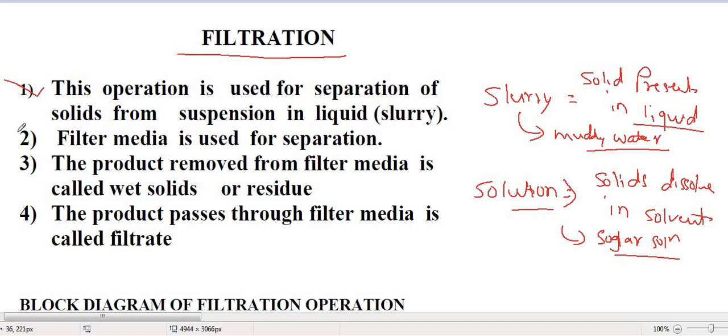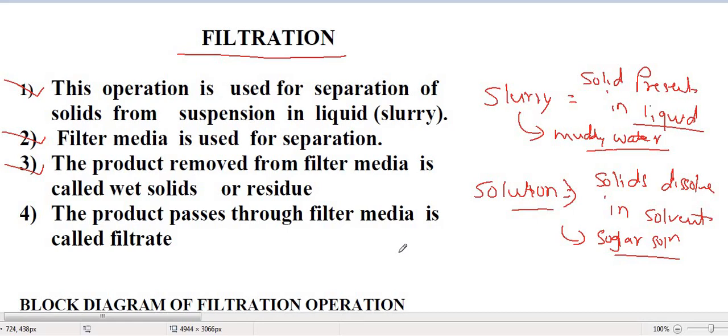Okay. Now for this filtration, the main requirement is filter media. So this filter media is used for separation. So when this slurry is passed around this filter media, only clear liquid passes to this filter media and solid particles that retain on this filter media. Okay, so this filter media is used for filtration. Then go for third point. The product removed from filter media is called wet solid or residue.